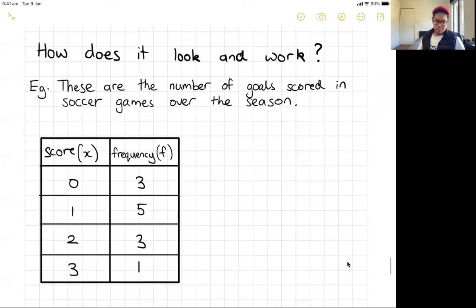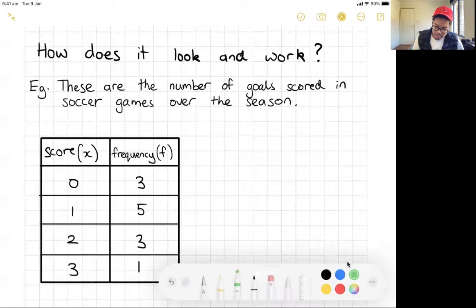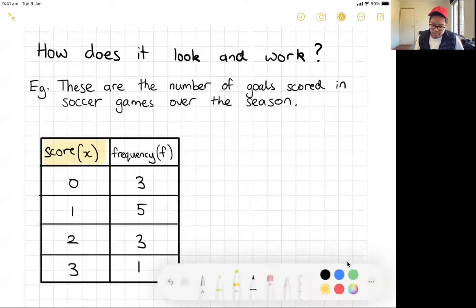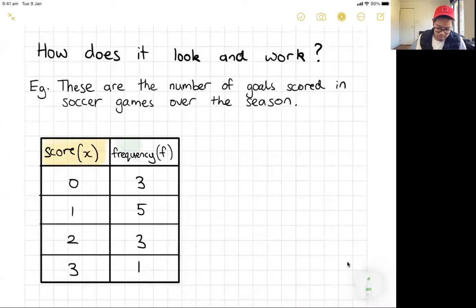Let's take a look at this example here. Let's say there are a number of goals scored in soccer games over the season, and it's represented in this table. On the first column, you're going to have the score, and that tells you that in these games played over the season, there were either 0 goals, 1 goal, 2 goals, or 3 goals scored in each game. Now, you also have your other column, and that represents your frequency.